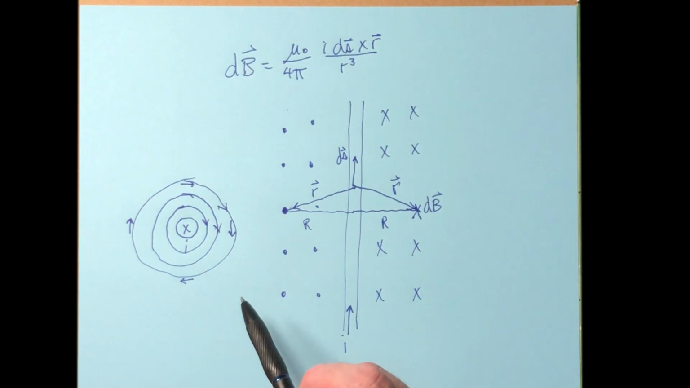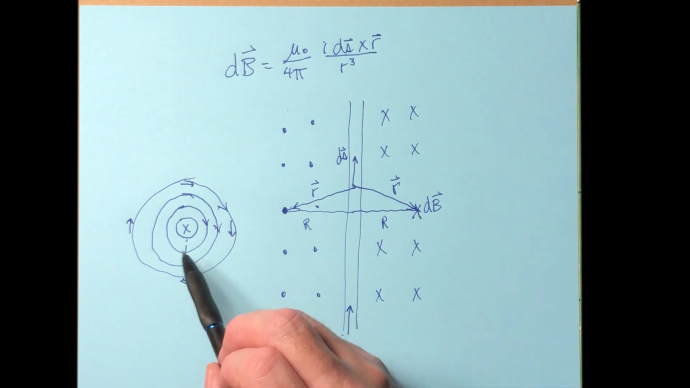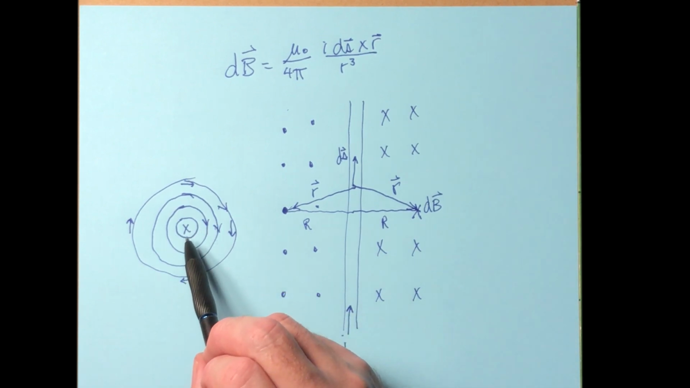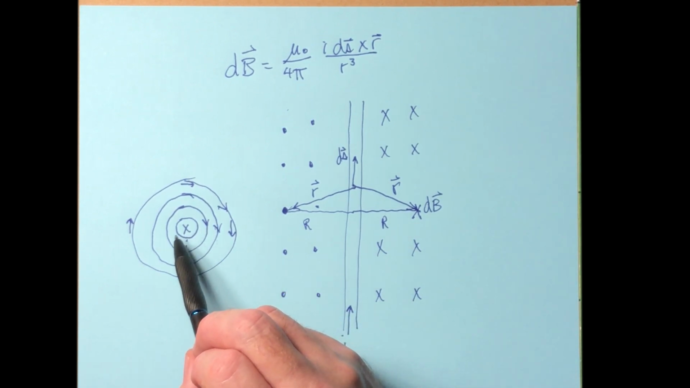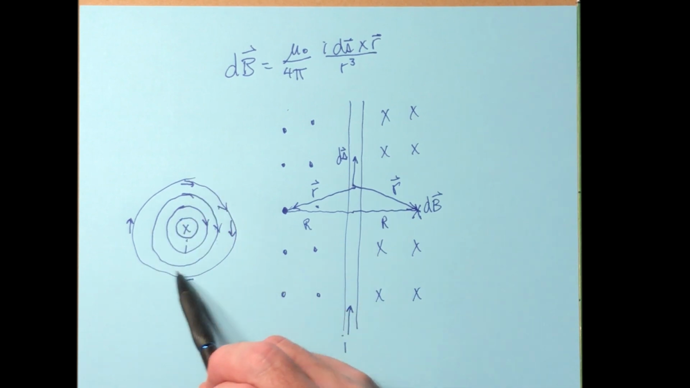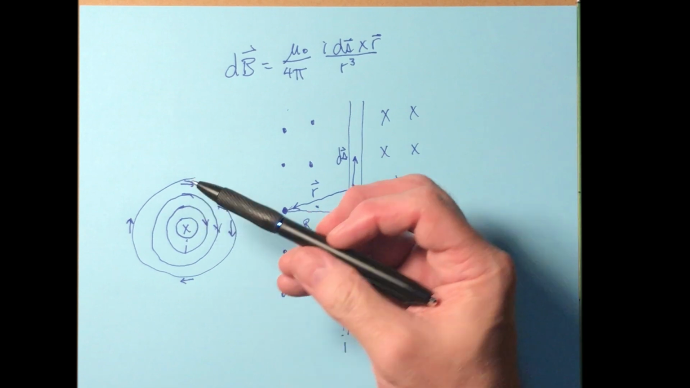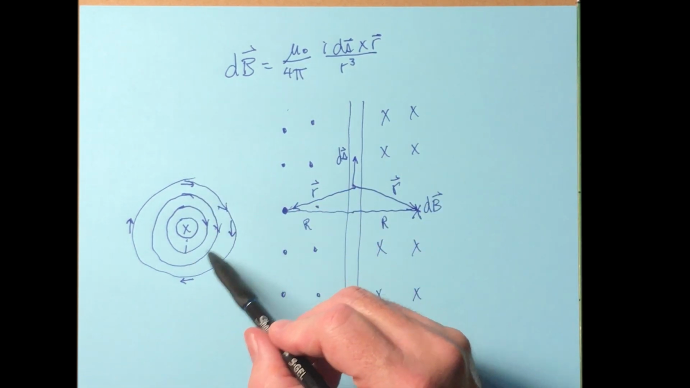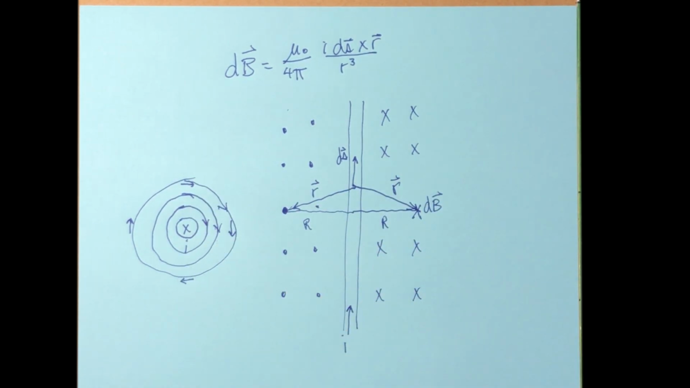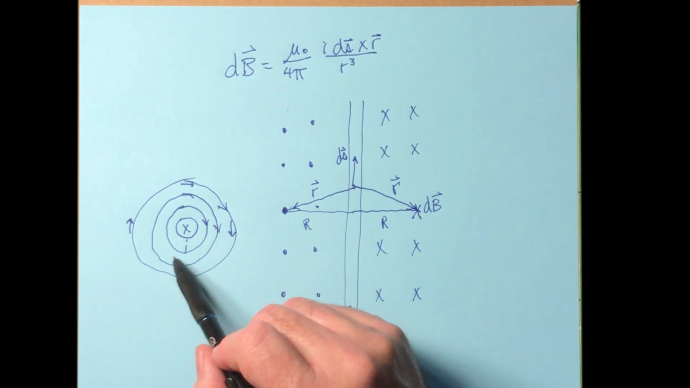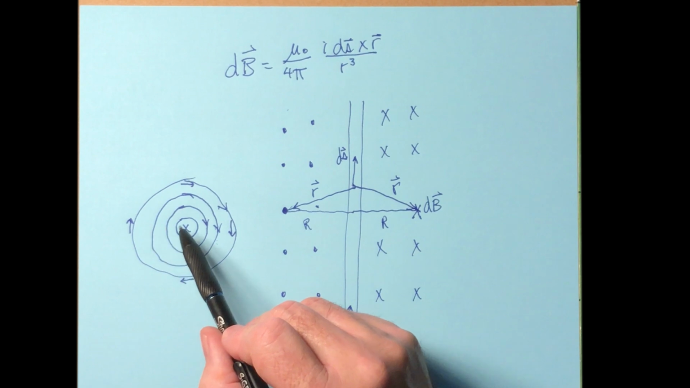In this case, the magnetic field lines are concentric circles, and if the current is going into the board, the direction of the magnetic field lines is going to be clockwise, concentric circles. If the current was coming out, they would also be concentric circles, but they would be going the other direction.